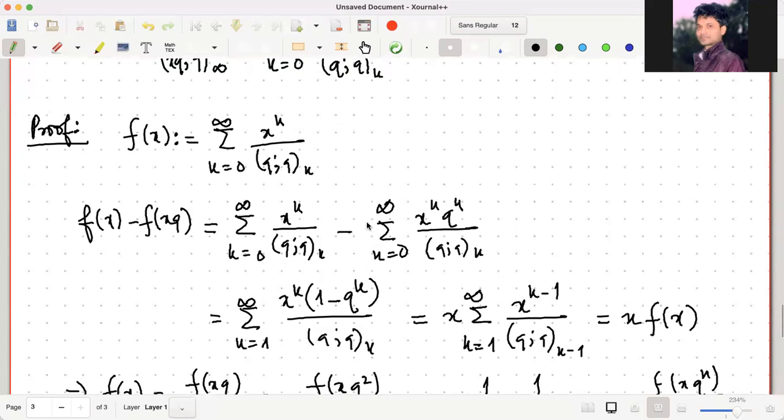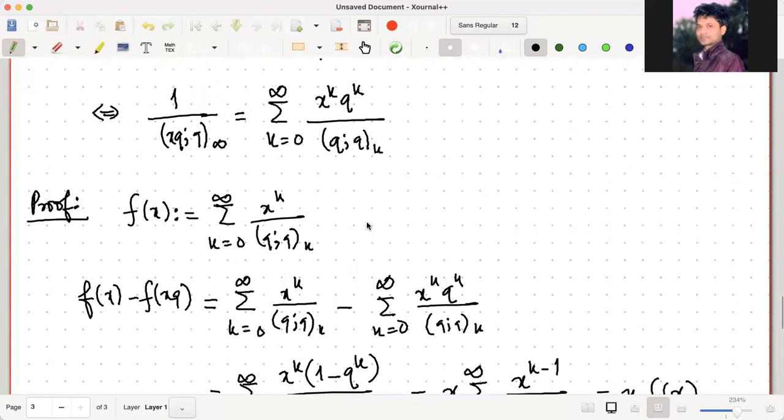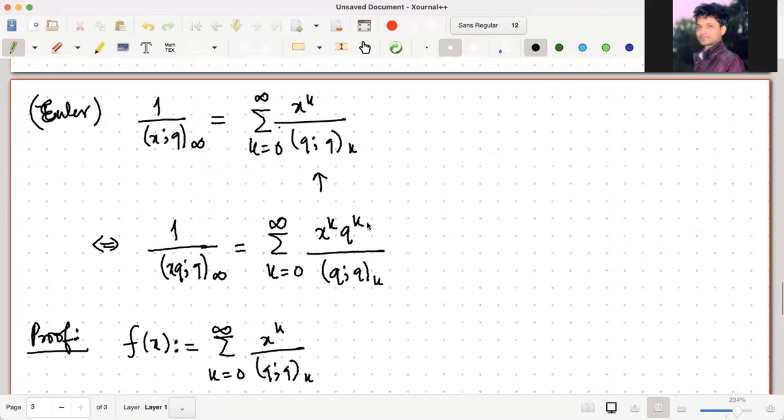So this was a very nice and short proof of a nice identity of Euler. I mean, it is expected that the proof would be nice and short because the combinatorial proof is pretty simple, right?